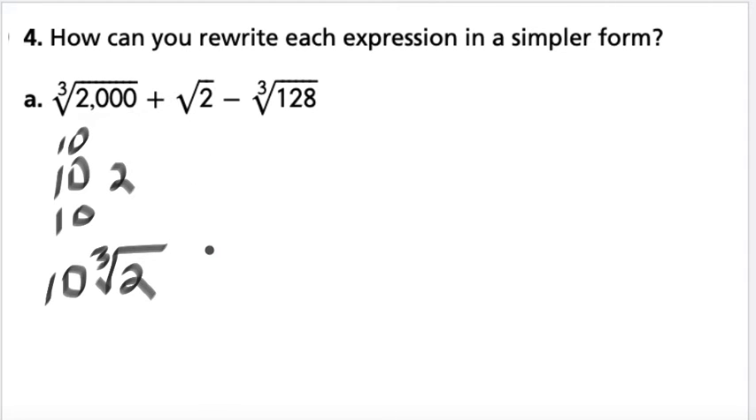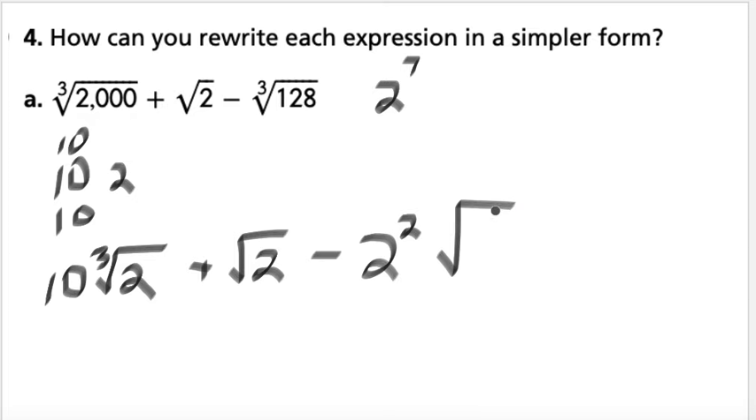This doesn't simplify at all, so we still have plus the square root of 2. And then it'd be great if the cube root of 128 broke down into this. 128 is 2 to the 7th power, I think. 2, 4, 8, 16, 32, 64. Yeah, 2 to the 7th power. So that means you can take out 2 groups of 3. The 7 goes into the 3 2 times with 1 left over.